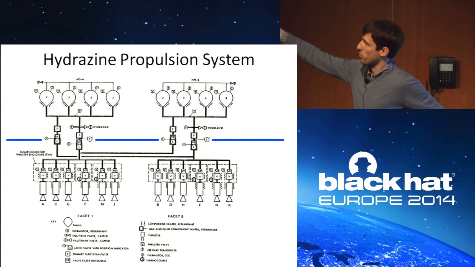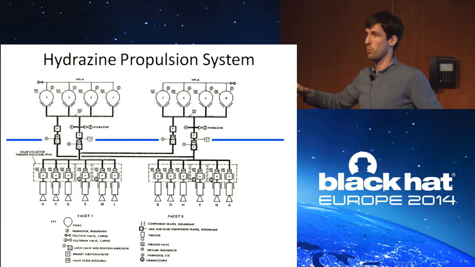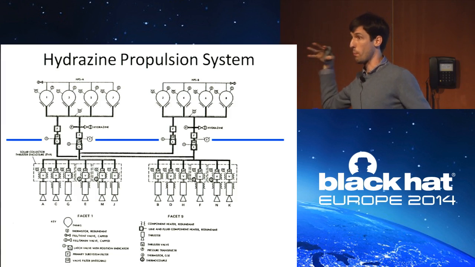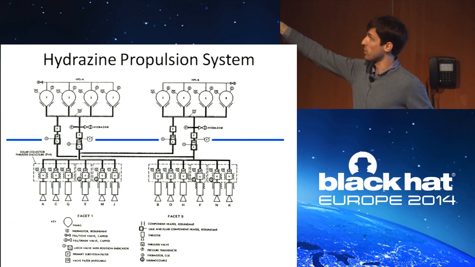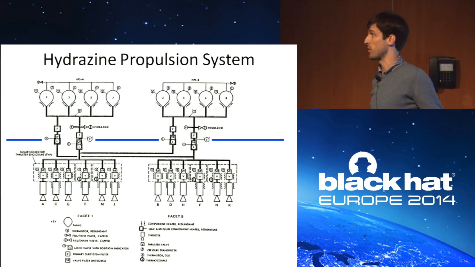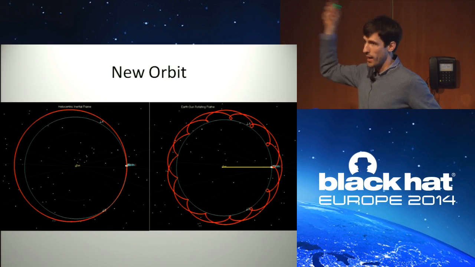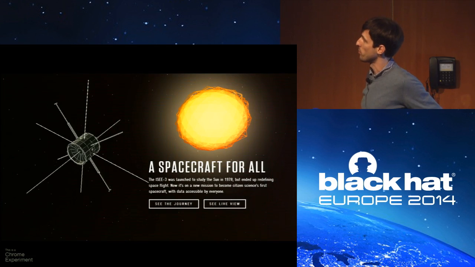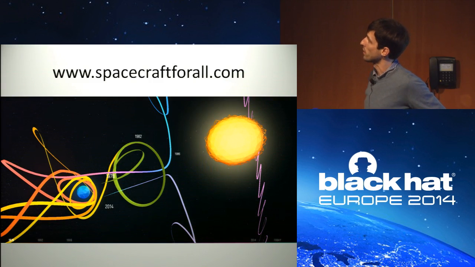What happened, we presume, is that there was plenty of fuel on board, but nitrogen, which is a pressurant to push the fuel out of the tanks at the top down into the thrusters, over the 30 years somehow disappeared from the tanks. So try as we might, we couldn't get it to work. So it's gone back out to orbit the sun. Google made a nice website, Spacecraft for All, if you're interested in checking that out.